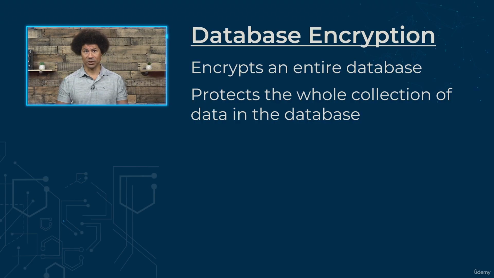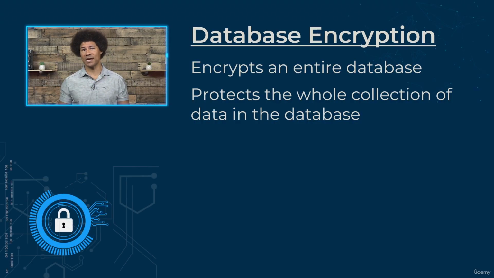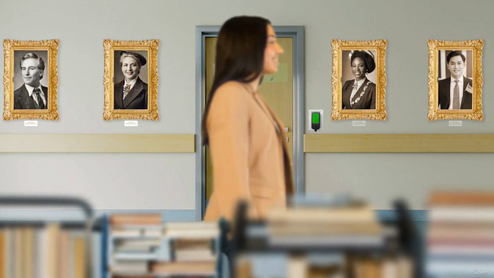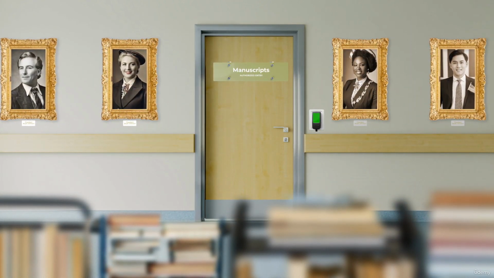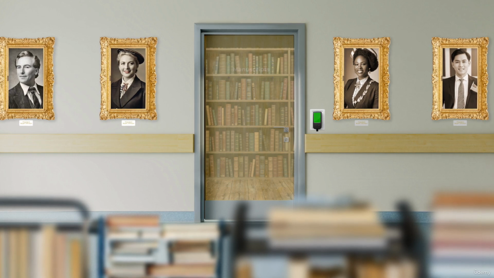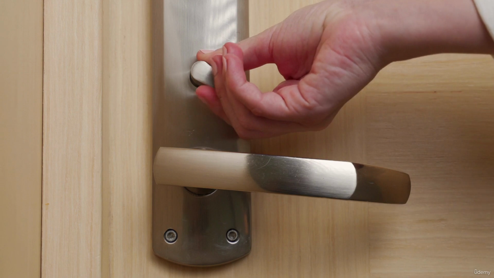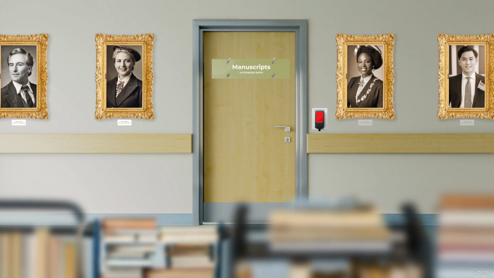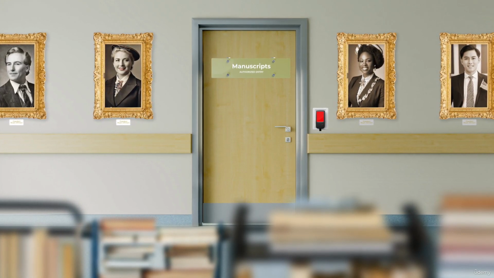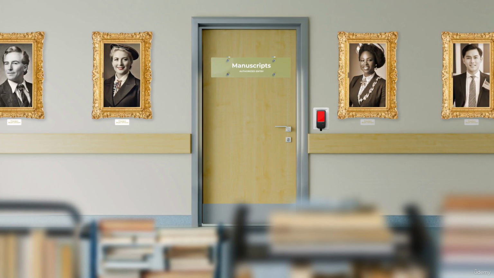Database encryption involves encrypting the entirety of a database so that all the information stored within it is unreadable without the appropriate decryption key. It provides a layer of security for the whole collection of data inside the database. Imagine a special room in the library where you keep all of the collections of rare manuscripts. This room is going to be like the database. Encrypting it means locking the whole room. This ensures that even if unauthorized users access the library, the special collection remains safe and unreadable.